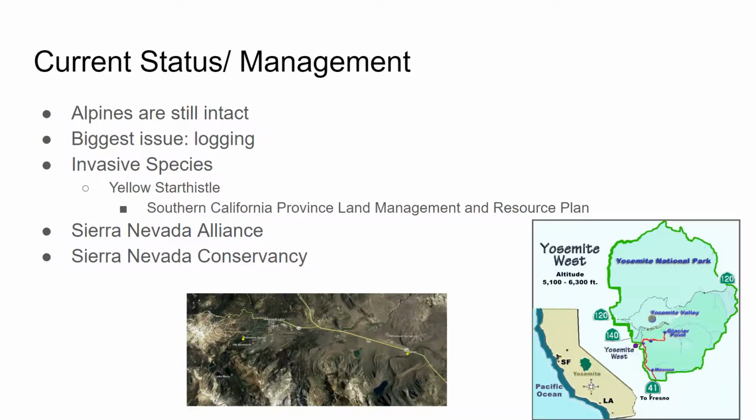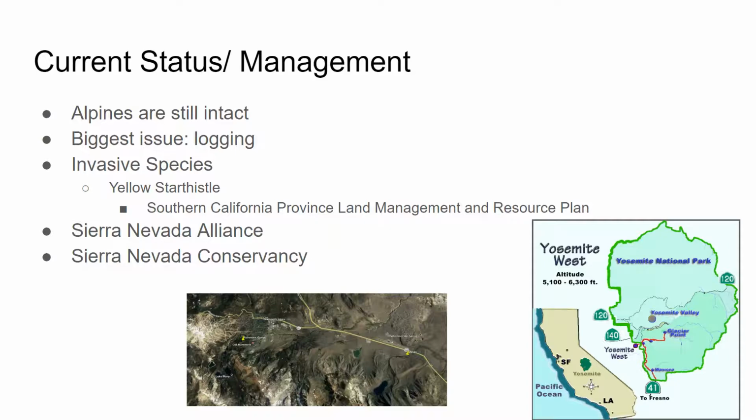Okay, so what is the current status in the management of the alpines? So as of right now, the California ecosystem is still intact. And the biggest issue that the alpine is facing right now is logging. Well over half of California's productive forest lands are located in its national forests, which most of these federal lands are in the Sierra.